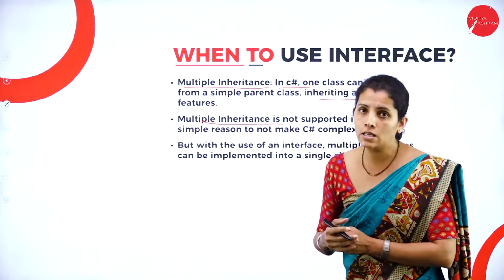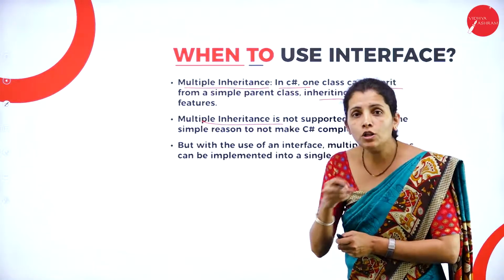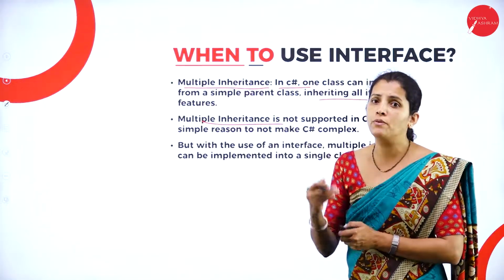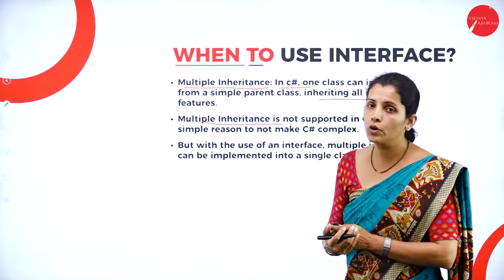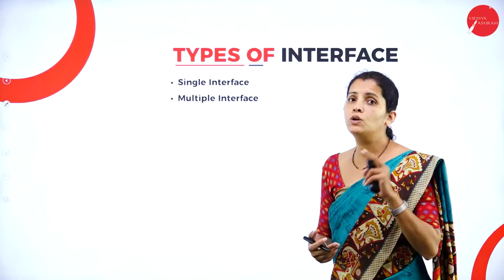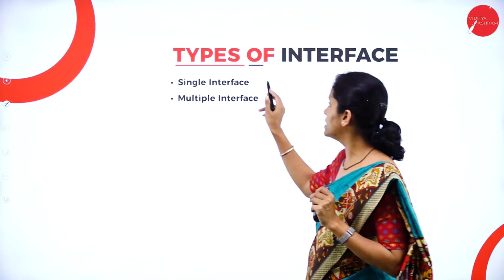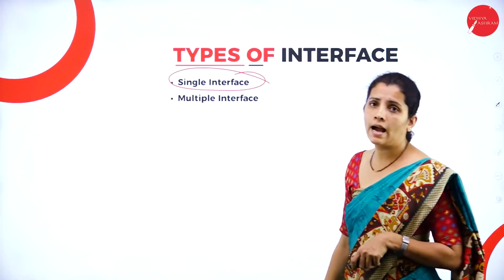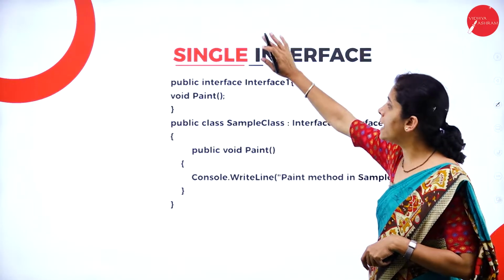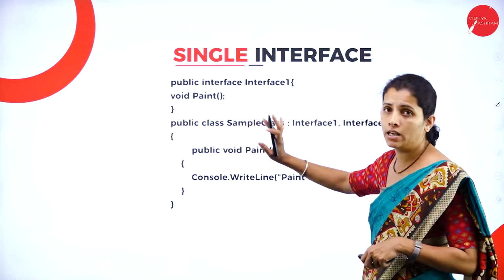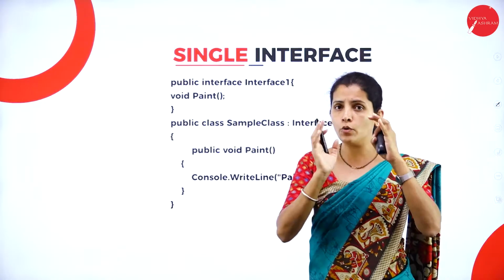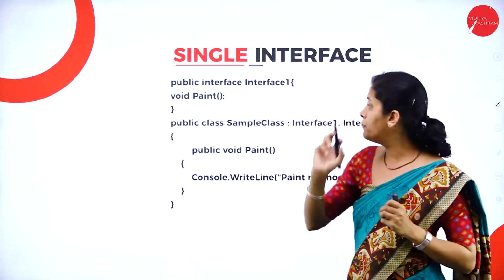Even if I consider Java, it also does not support multiple inheritance, and to achieve multiple inheritance, I am going to use an interface. And if I consider interfaces, there are two types: single interface and multiple interface. Now this is the example for single interface. Single in the sense what? Only one interface. That means I am going to create only one interface.